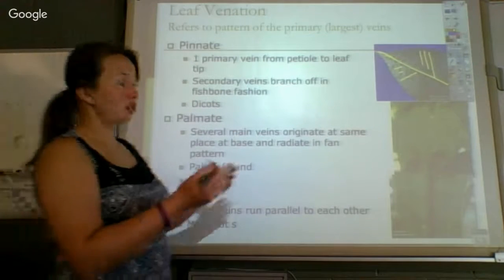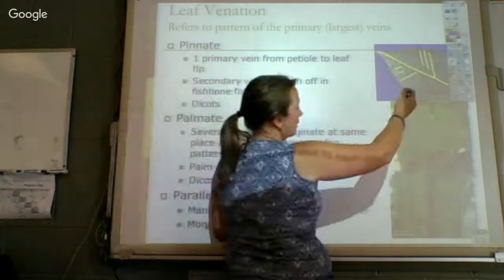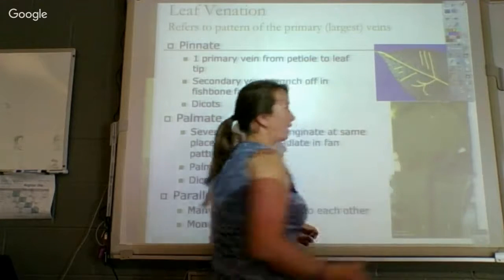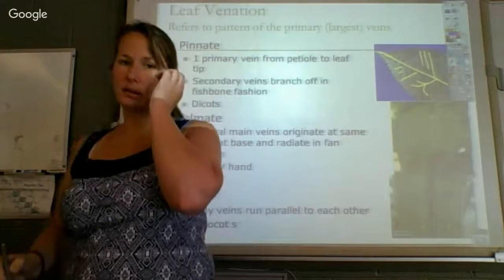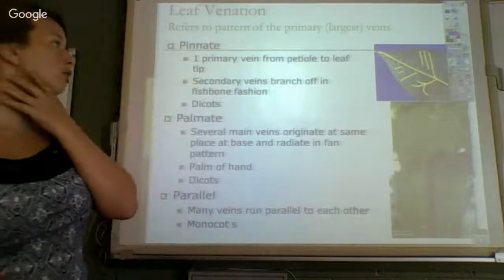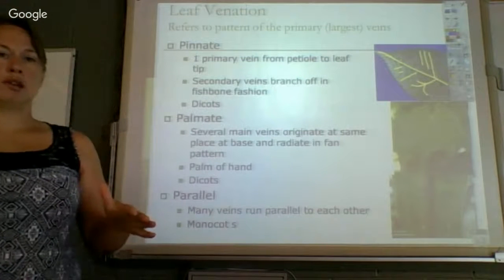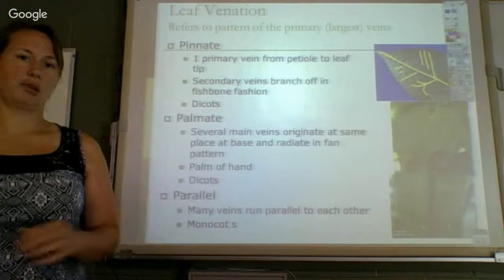They can branch differently, so they might branch like this and go out and do funny things like that. That's still pinnate. They don't have to be parallelly branching off like that picture. As long as there's one main vein that they branch off of, that's pinnate.